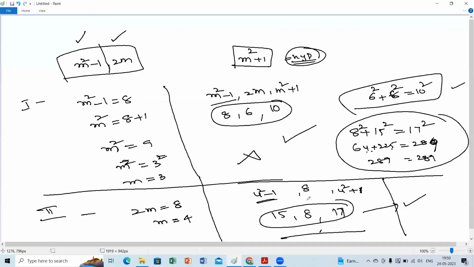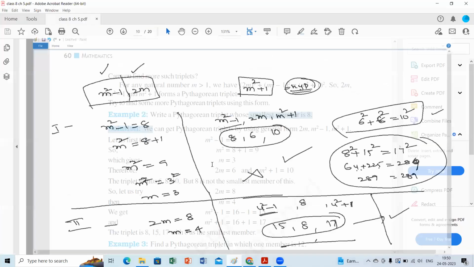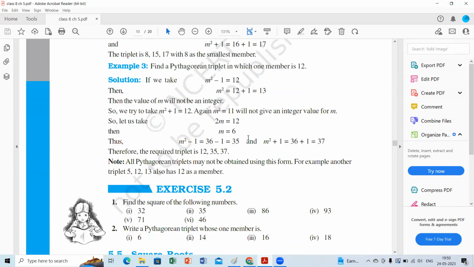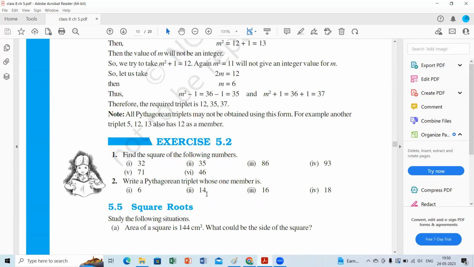So here the smallest number is 8. Why are we not taking the first case? Here, what is the smallest number? 6. That's why we are not taking it. That's one way of asking questions. Sometimes they may ask: find the Pythagorean triplet in which one of the numbers is given. We'll go with the exercise sums, children.